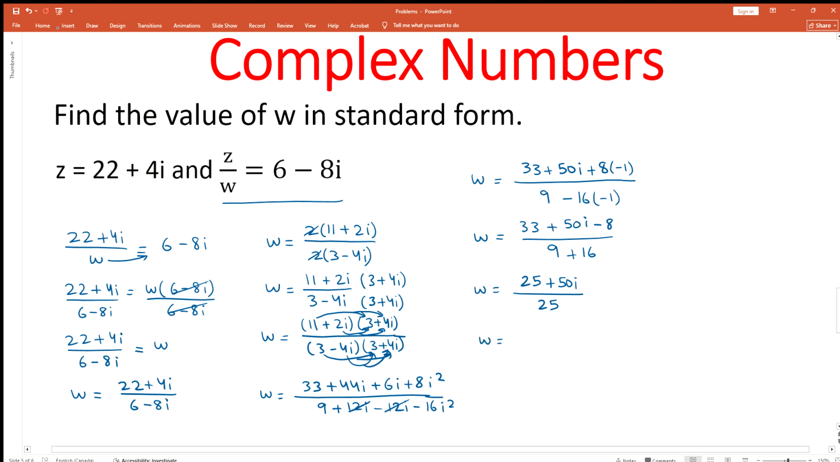We can write w in standard form by breaking up this fraction into two fractions. The first fraction is 25 over 25, and the second fraction is 50i over 25. We can reduce the fractions. 25 over 25 can be reduced to 1, and 50 divided by 25 is equal to 2. So w in standard form is 1 plus 2i. This should be the final answer for this problem.